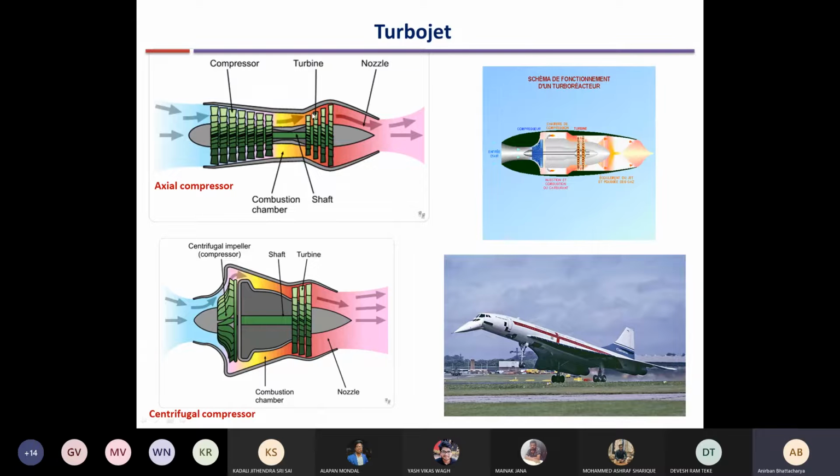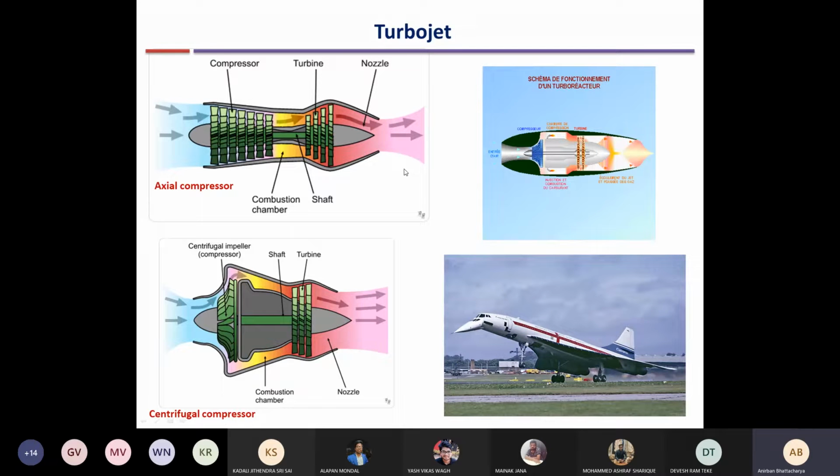So the expansion is done in such a way that only the amount of work that is needed for running the compressor is used. Rest of the energy still remains in the combustion products. Now these combustion products, which are still at high enthalpy, still at high temperature, are expanded in a nozzle. So they are accelerated in a nozzle, and this static enthalpy or energy that was present in the combustion products is converted to kinetic energy. So ultimately, the combustion products go out from the nozzle at a very high velocity.